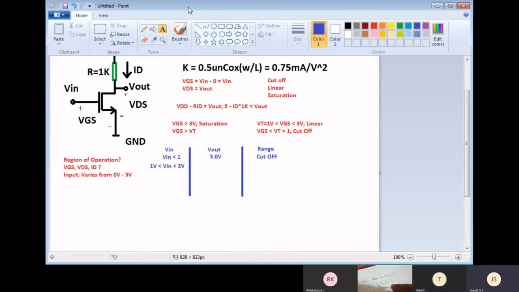Sujan, can you show me your equation? Yeah, my VGS is in saturation, right? For VGS greater than 1 but less than 3, in that range my device is in saturation. It's in saturation, correct. Yes.